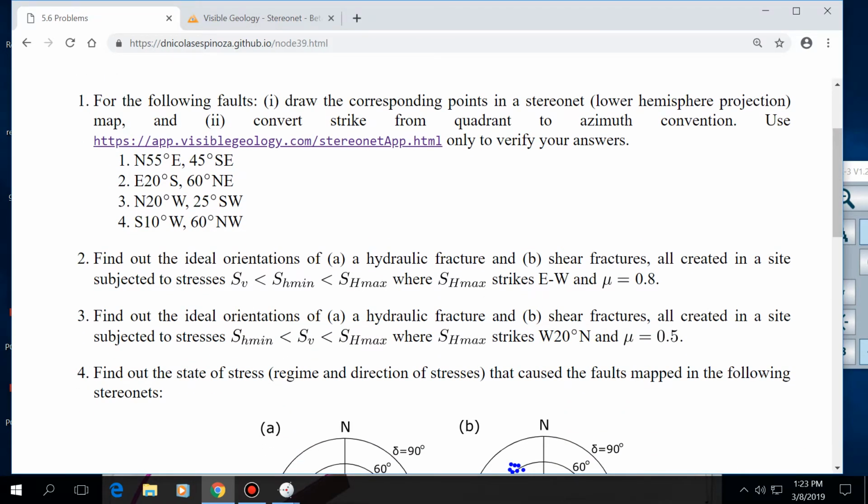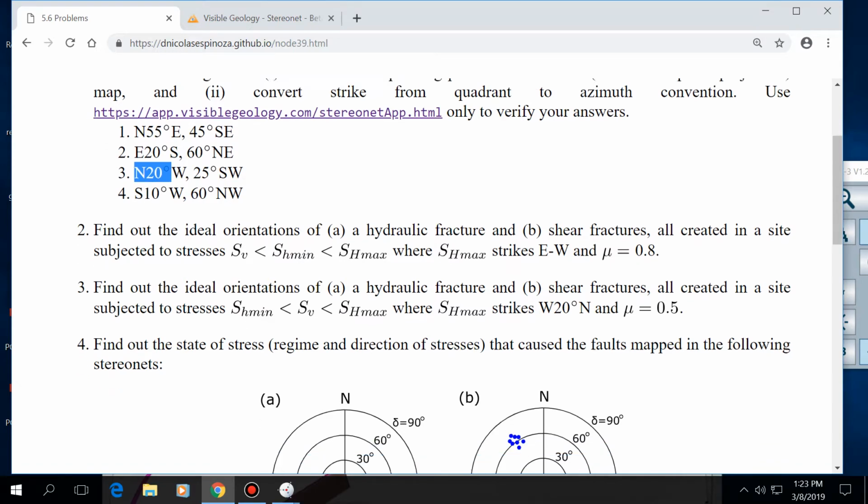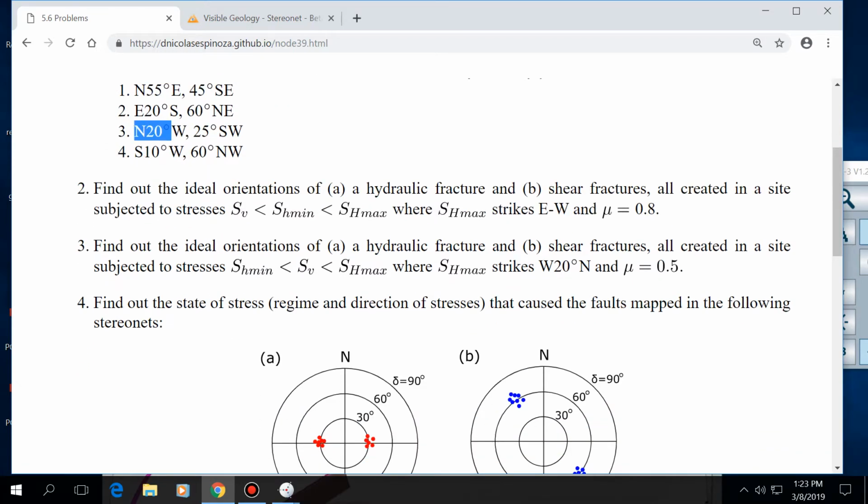Number 3, this one? Yeah. So the strike would be from the north 20 degrees towards the west. So the azimuth will be 360 degrees minus 20. Okay, so it's not going to be, because if you strike that, then it would also be 160. So 90 plus.